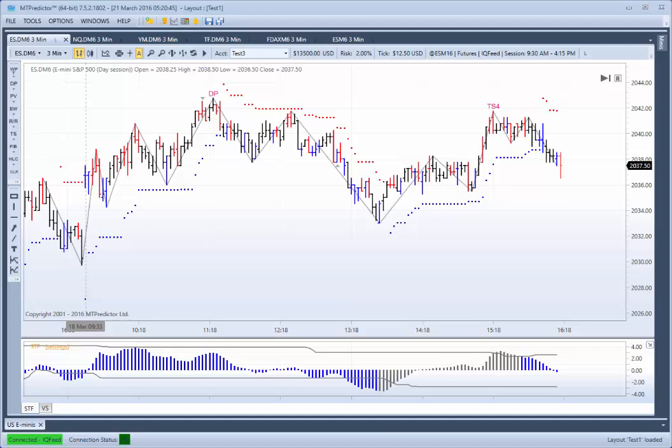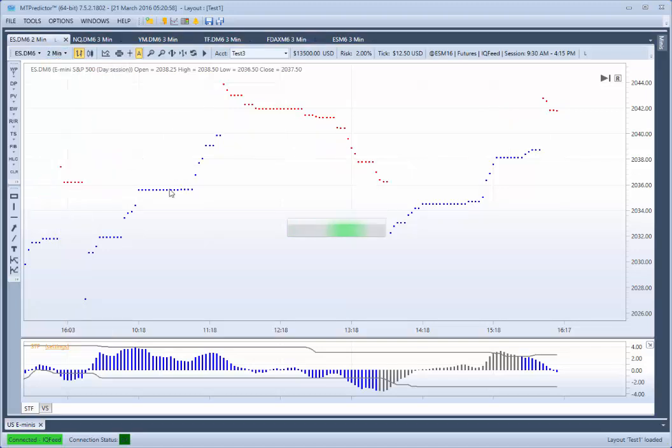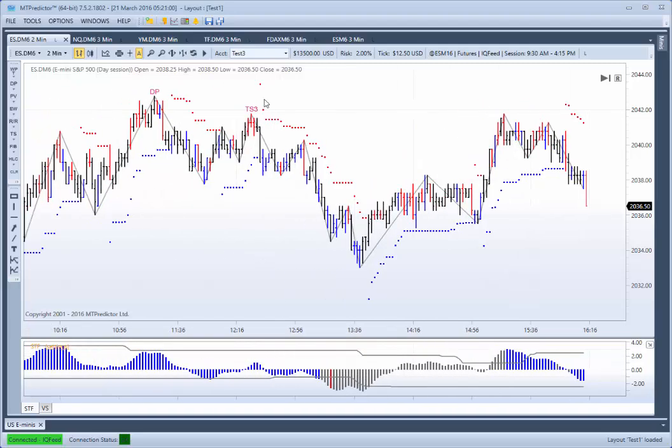In today's MTPredictor video, I'd like to look at how the US E-minis unfolded yesterday, which is actually Friday, March the 18th. And in particular, how we got a perfect Holy Grail trade set up on a shorter term. Actually, it was on the 2-minute ES, and that was that trade set up there. But I want to first go to the larger time frame.